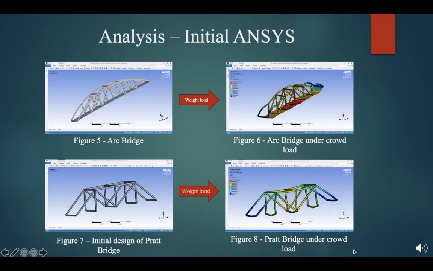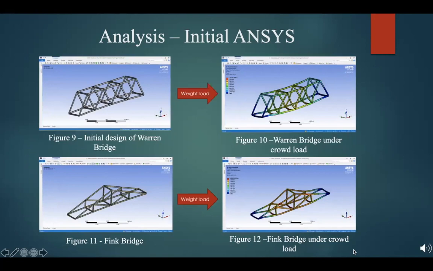The initial analysis used structural steel as a material. We started with an arc bridge as an example and then dived into modeling the initial design of the Pratt, Warren and Fink bridge. Here in figures 10 and 12, you can see that the maximum deflection is achieved in the center of the bridge as expected. We will talk about the deformations in all four bridges in the next slide.